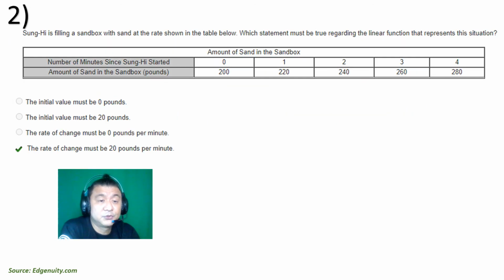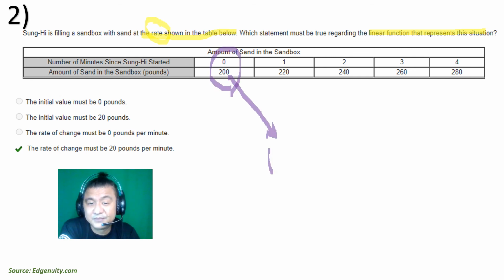Another problem. Sung-hee is filling a sandbox with sand at the rate shown in the table below. So if you look at the table, it will give you a rate. We will identify what it is. Which statement must be true regarding the linear function that represents the situation? What did we say again? If you see that starting point of 0, this will give you a clue. That's the initial value.